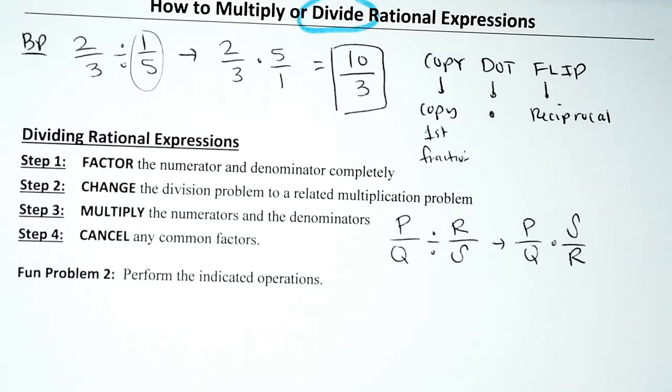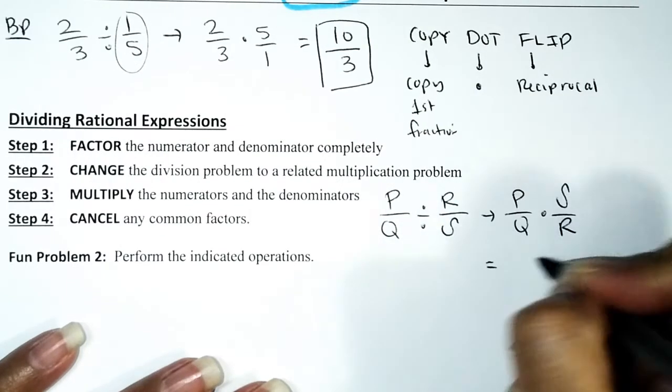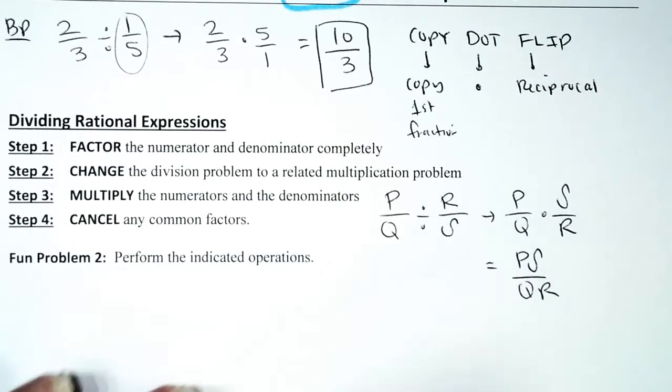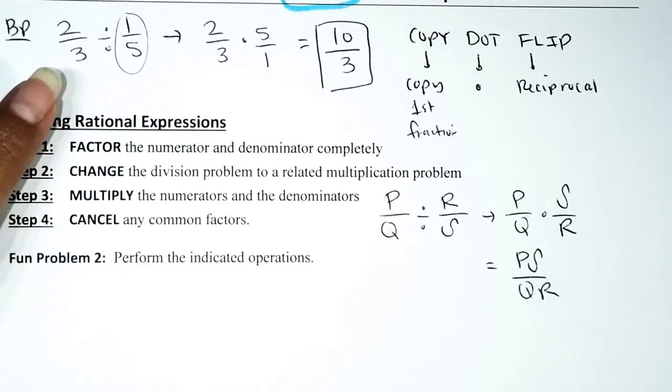Now that we have a multiplication problem, then we can multiply like always. So multiply the numerators and then multiply the denominators. So again, if you can do this from back in the day, you can do what we're going to do right now, with one caveat. Okay, we need to make sure we factor everything. So let's go ahead and look at our first fun problem.